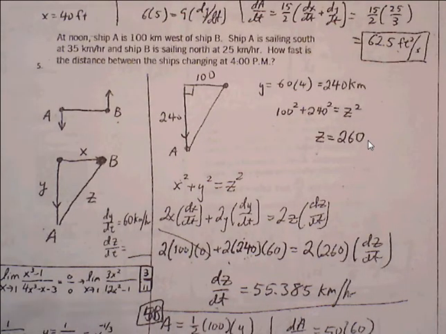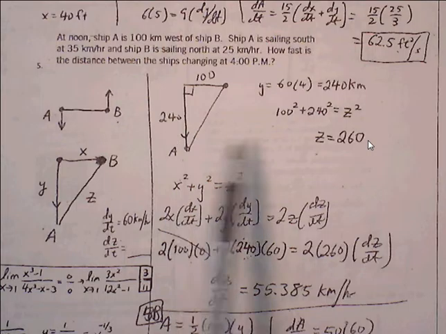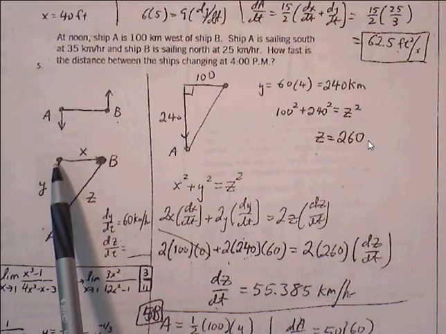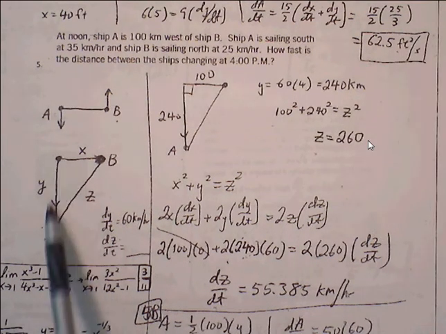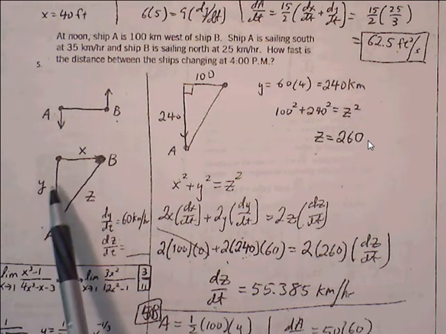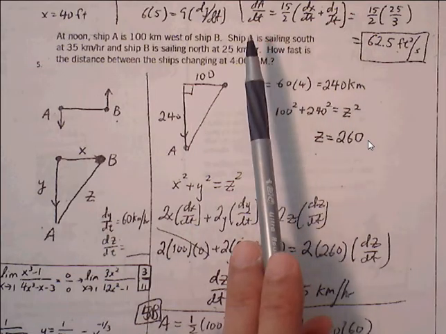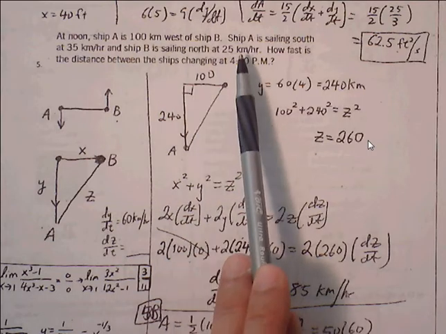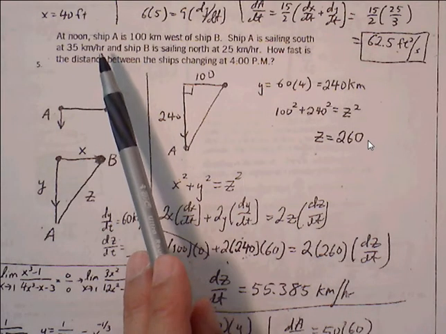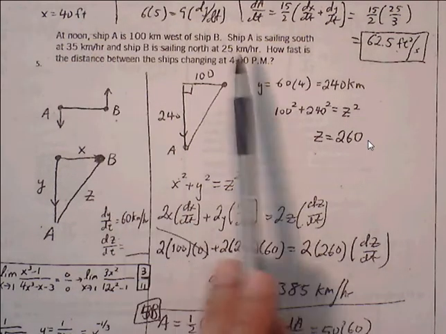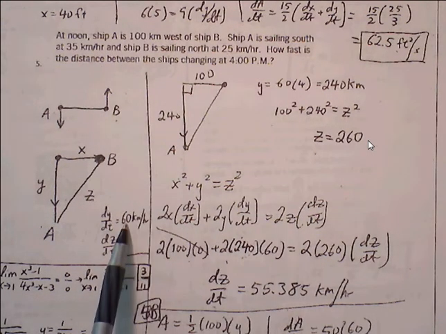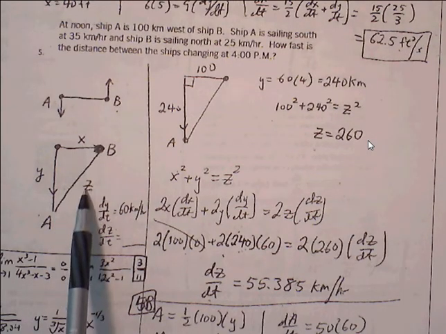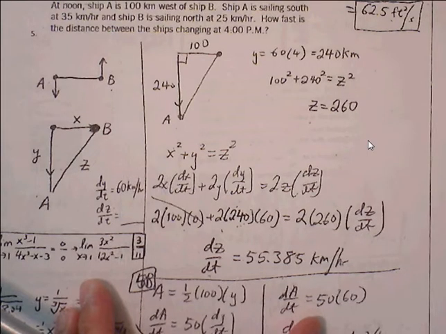All right, so if we take the sum of the two ships and combine it to just have it be under ship A, then the two ships traveling, adding up the sum of their velocities, 35 plus 25 will be 60. So we can let dy/dt be 60 kilometers per hour. And we're just trying to find dz/dt, right? We're trying to find how fast the distance between the two ships is changing.